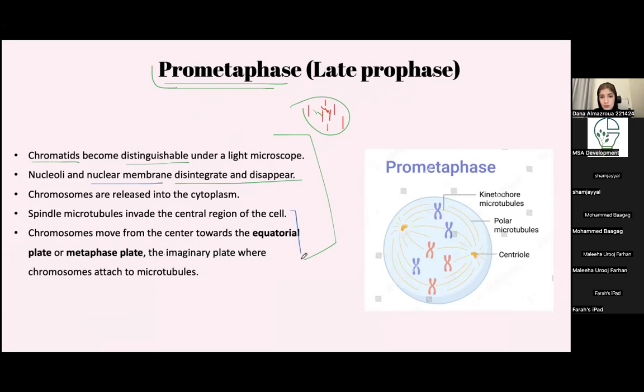Now, the last two points, I will explain them in metaphase because it makes more sense to explain them there. Does that make sense so far? Did you understand the process so far? We disintegrated the nuclear membrane and now the chromosomes are in the cytoplasm. This is where we've reached, and the rest I'll explain in the next slide. Understood. Okay.